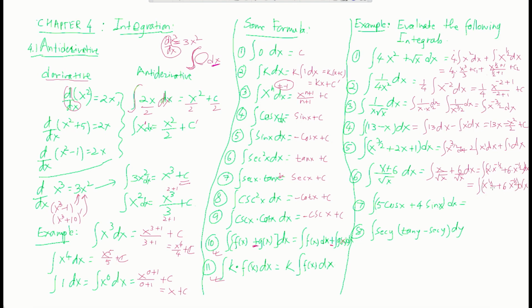You see that? Now I distribute the integral: integral x to the 1/2 dx plus 6 integral x to the negative 1/2 dx, right? So what is the integral of this? It is x to the 1/2 plus 1. I'm using formula number 3 again. So you get x to the 1/2 plus 1 over 1/2 plus 1, plus 6 x to the negative 1/2 plus 1. Whatever exponent you have, when you find the integral, you add 1, okay? Negative 1/2 plus 1, and then plus c, right?